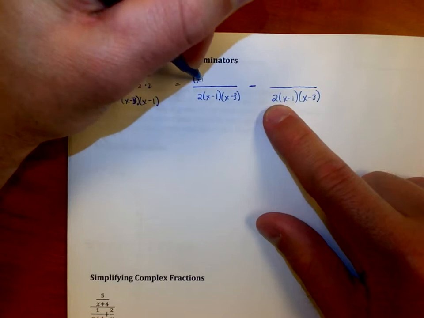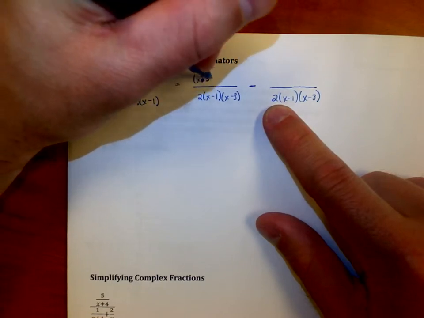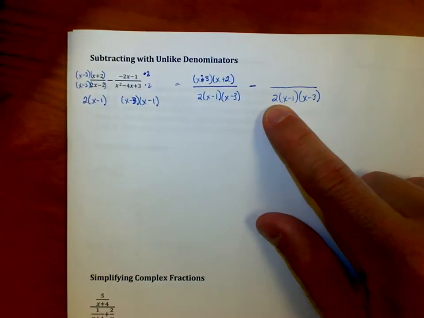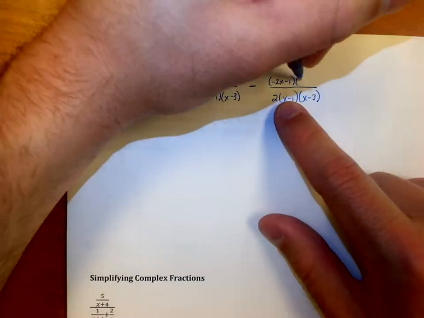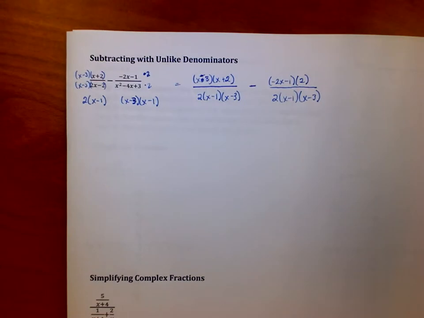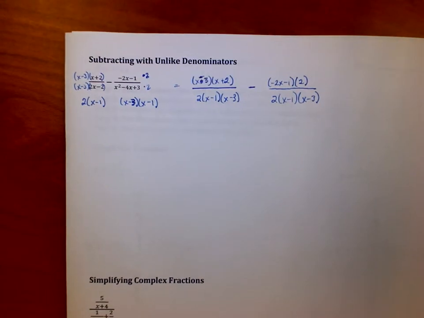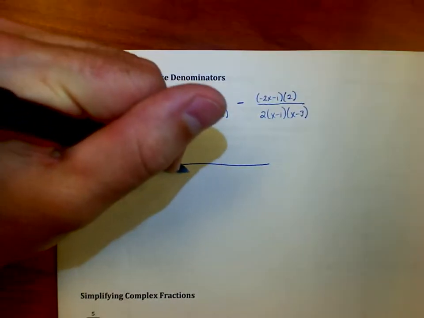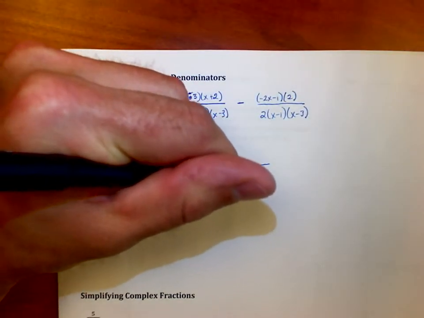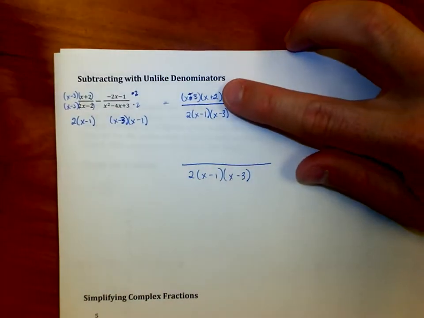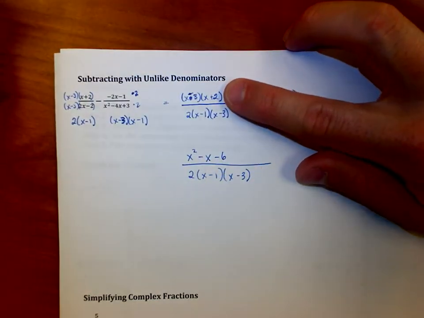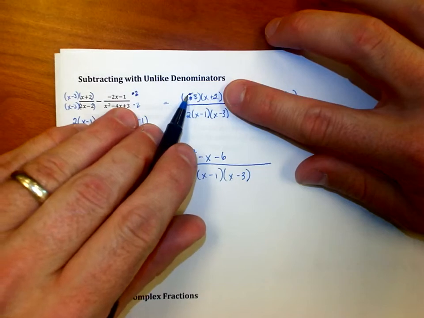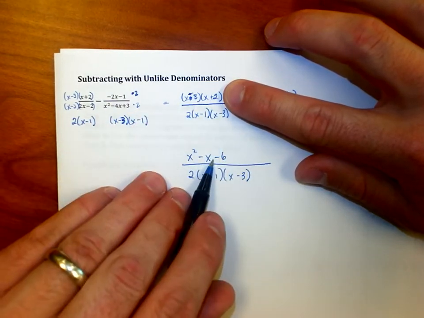The left fraction becomes x minus 3 times x plus 2. That is a minus. The right fraction becomes a negative 2 times x minus 1 and a 2. Be careful with the negative signs here. Here we go. These are all going to go over 2 times x minus 1 times x minus 3. This here becomes x squared minus x minus 6 when you FOIL it out. If you don't believe me, go FOIL it out on the side. Two numbers, they add up to negative 1 and they multiply to negative 6.